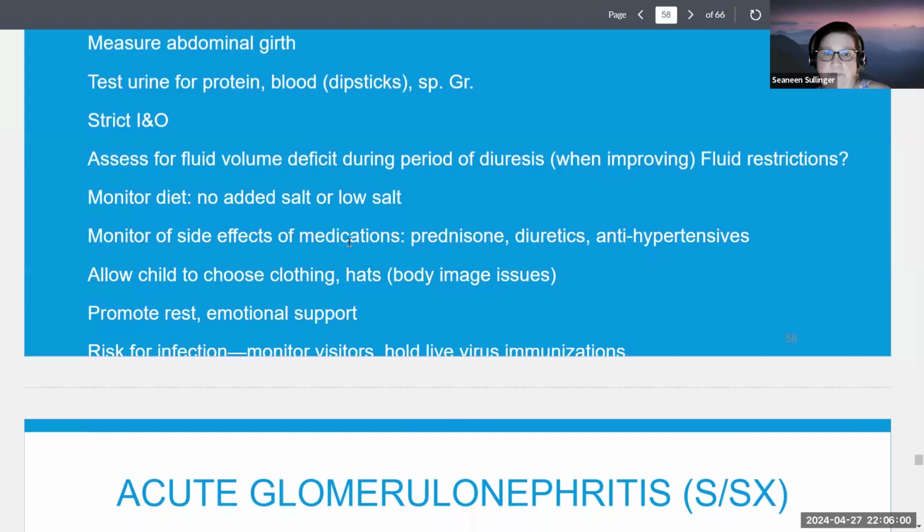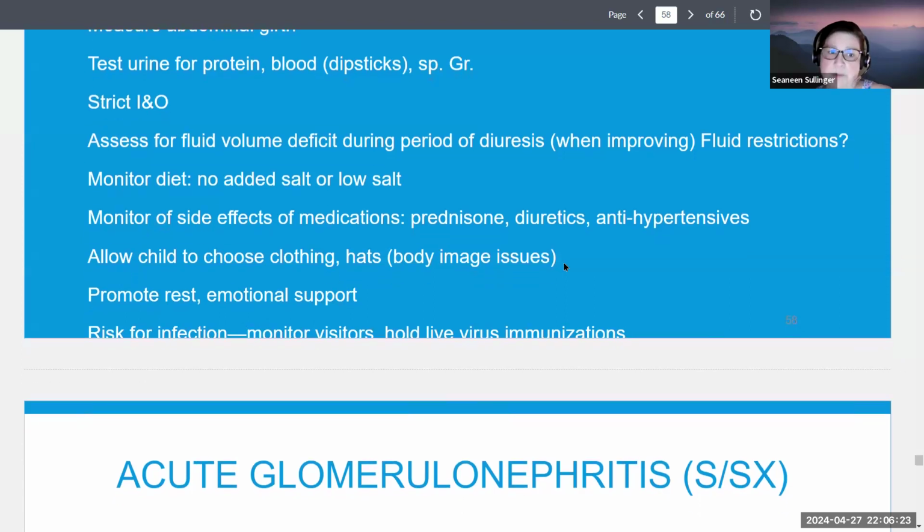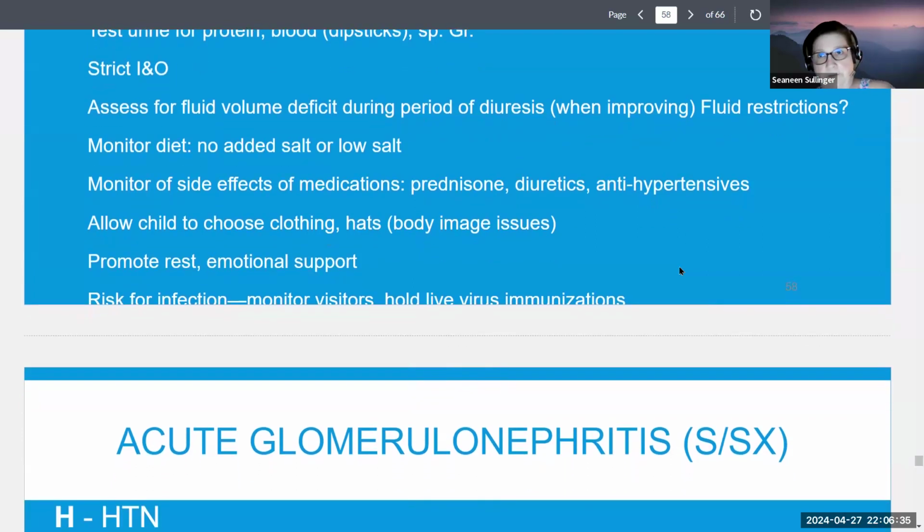And then generally speaking, we're going to have diuretics to decrease the edema, prednisone, which will help with the systemic inflammation. And if there are blood pressure issues because the kidneys are being affected, there might be some antihypertensives. With the swelling, there can be body image issues, so we want to promote rest. And there's risk for infection. That's one of the big things. So don't give live virus immunizations, which I'll let you remember, the ones that you find in the fridge.